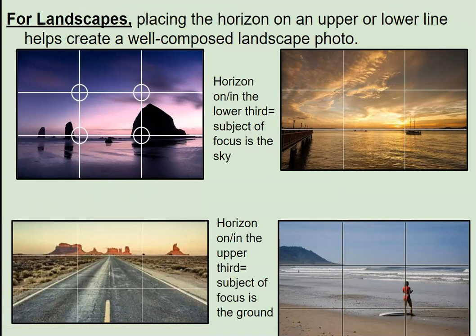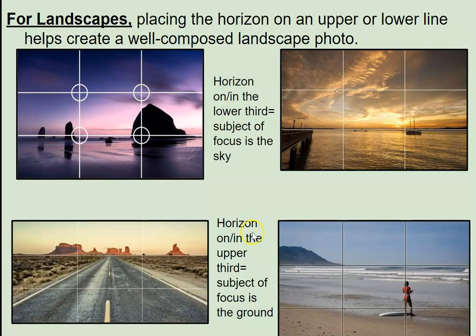For landscape images, place the horizon line either in the upper or lower third in order to help create a well-balanced landscape composition photo. So if you notice in these 2 top pictures, the horizon line, or where the sky meets the ground, or the sky meets the water, that horizon line is in the lower third of the picture. What this does is it creates more focus and fills up more of the space with the sky. So if you have a beautiful sunset and there's bright, colorful clouds, it'd be best to place your horizon line in the lower third or along this lower line.